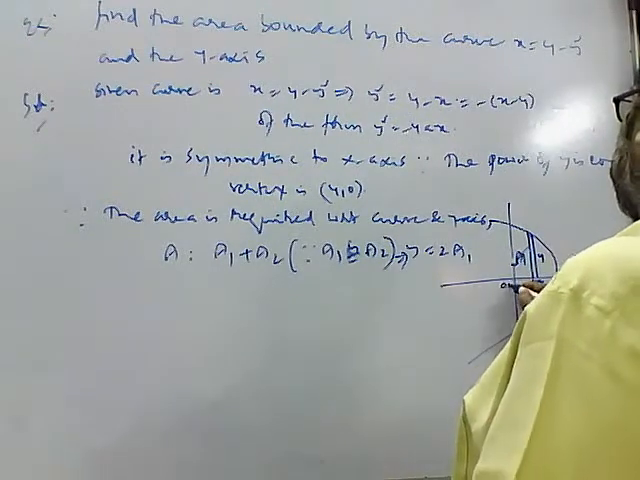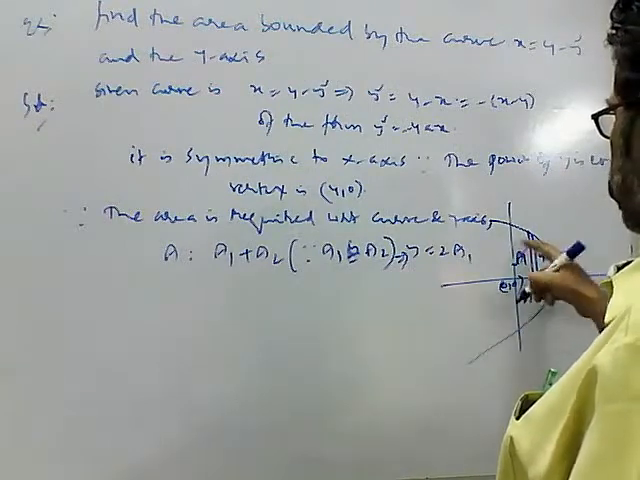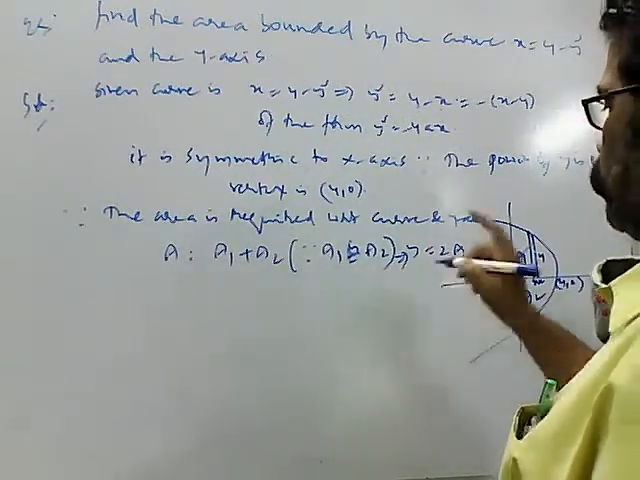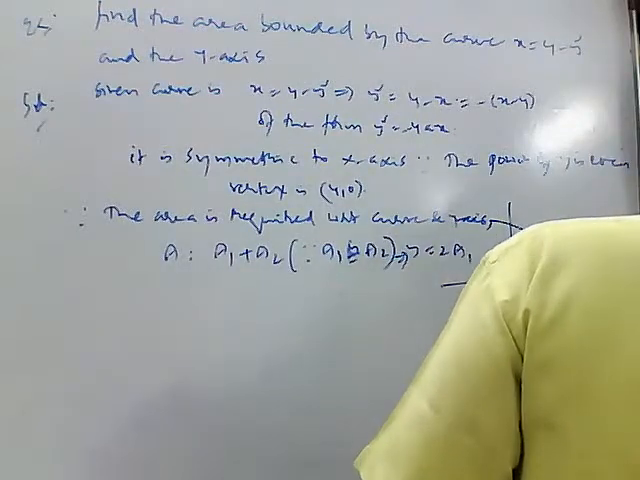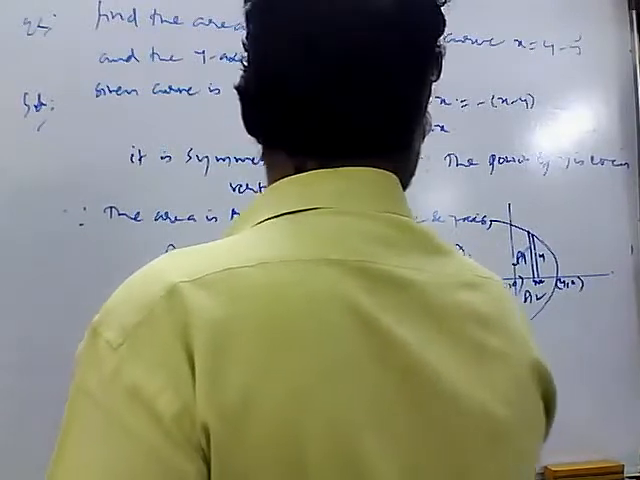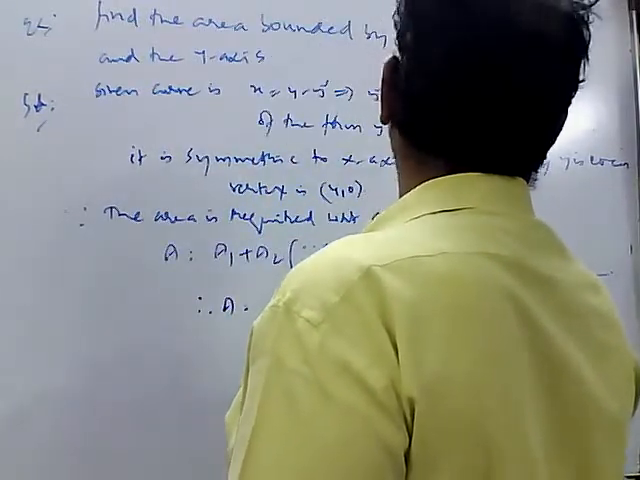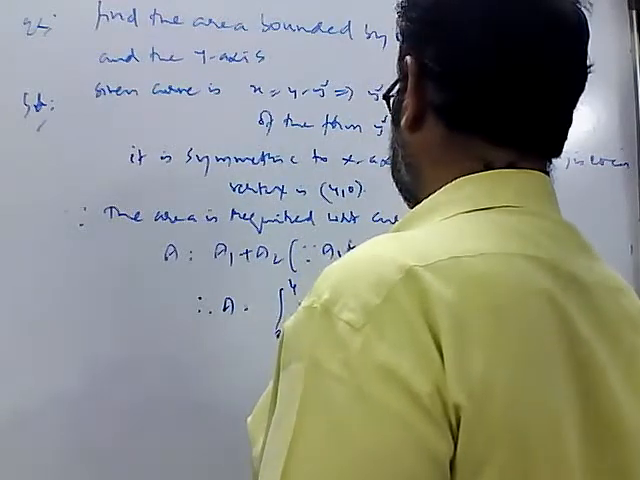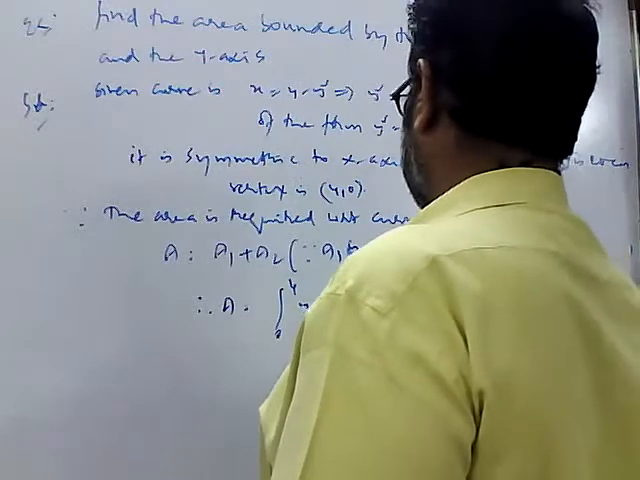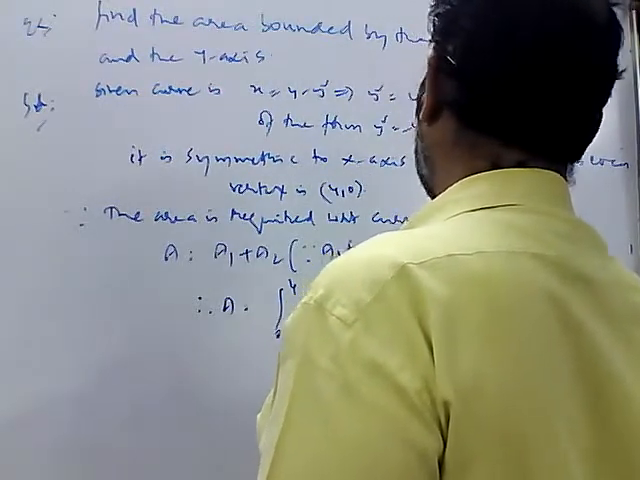This is 0, 0, right? So this area is equal to this area. Y-axis means both will come, so A1 is congruent to A2, and A is equal to 2A1. Therefore, A is equal to integral 0 to 4 of y dx. What is y? Integral 0 to 4 of root of 4 minus x dx.